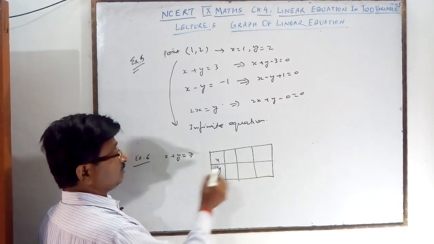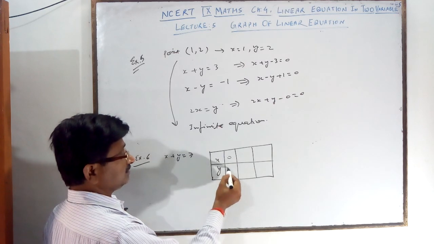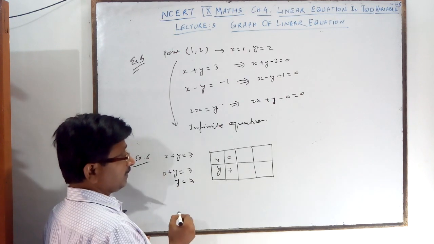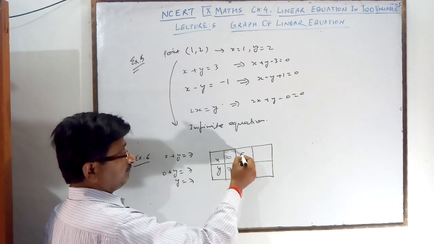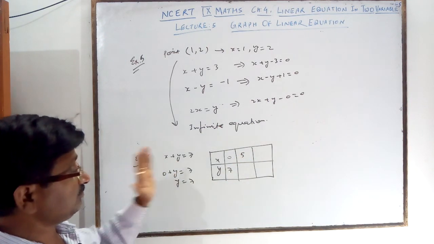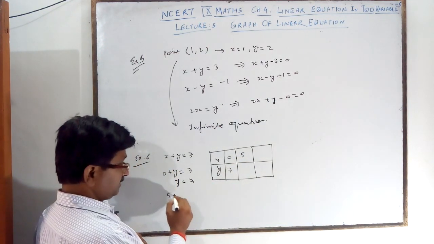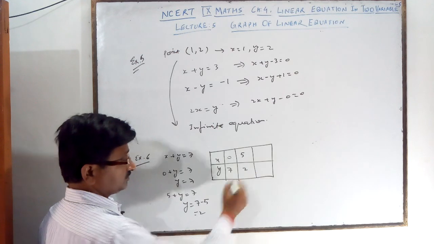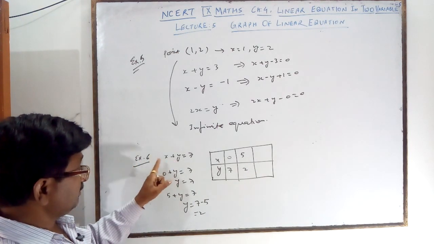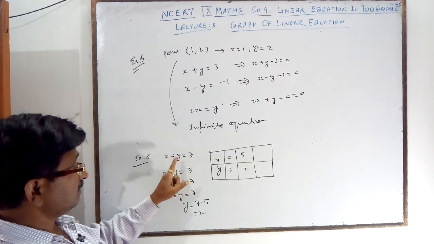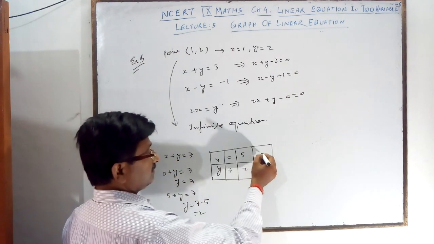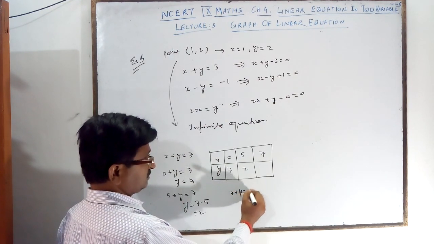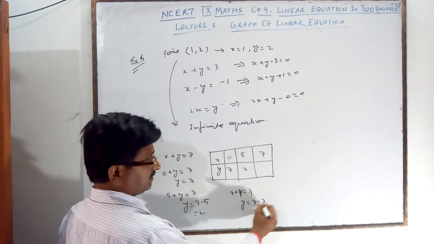First try to take x as 0. When x is 0, then what will be y? It is 7, you can do it orally. Then take x as 5, or any other value which does not give a fraction. So 5 plus y is equal to 7, then y is 7 minus 5, which is 2. And if you want y exactly 0, then x will be 7: 7 plus y is equal to 7 gives y equal to 7 minus 7, which is 0.